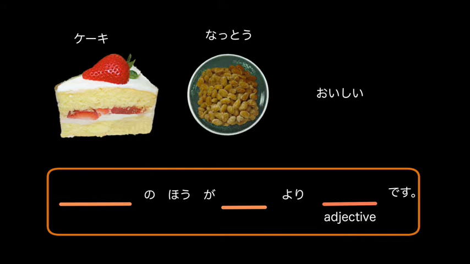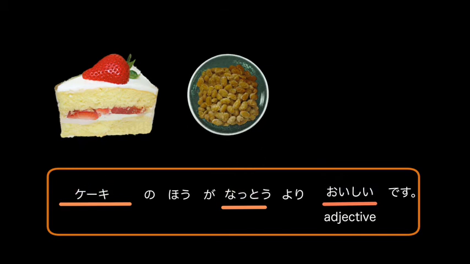Keiki no hoga, because the cake is more delicious. Natto yori, more than the natto. Oishii desu. Keiki no hoga natto yori oishii desu. You just have to organize your two objects and the adjective into the correct places in the sentence to create the polite form sentence, the cake is more delicious than the natto. Keiki no hoga natto yori oishii desu.